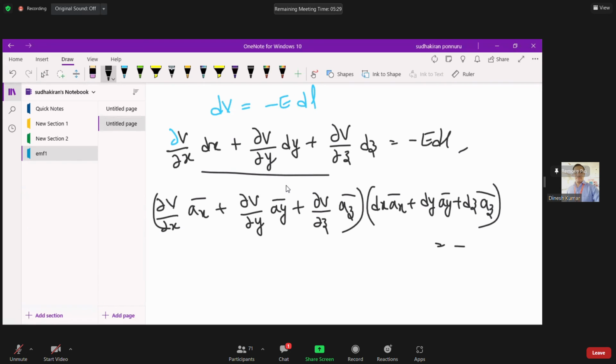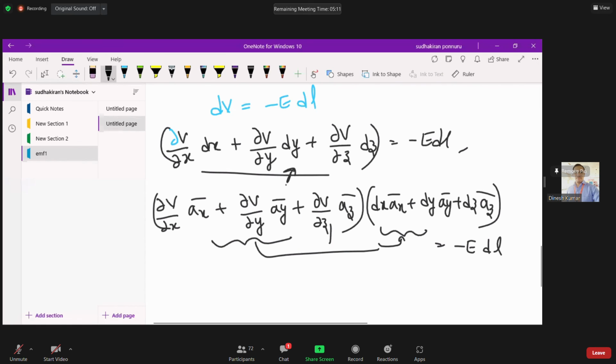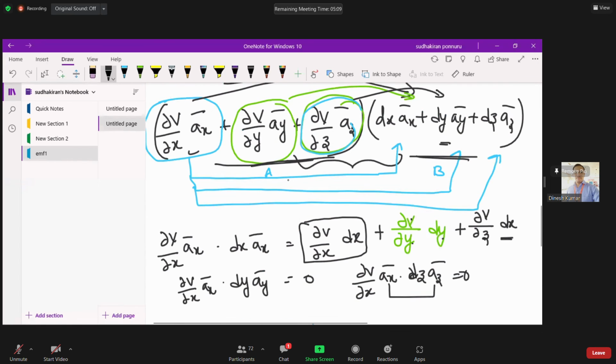This is equal to minus E·dL. So if you do the product of these two terms, this entire term with this entire term, what will you get? You will get this final expression only. So therefore I am rewriting. How we get this expression, I have clearly explained here.